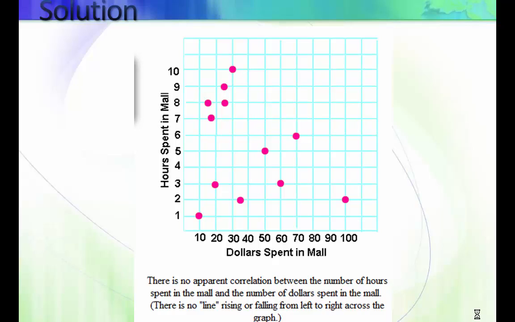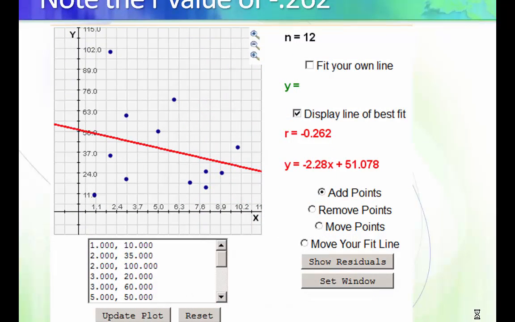There is no apparent correlation between the number of hours spent in the mall and the number of dollars spent in the mall. There is no line rising or falling from left to right across the graph. We can tell this just by eyeballing the data. If we actually plot it and calculate the R value, we see that it is negative 0.262, which is very close to zero, so we have a very weak relationship.